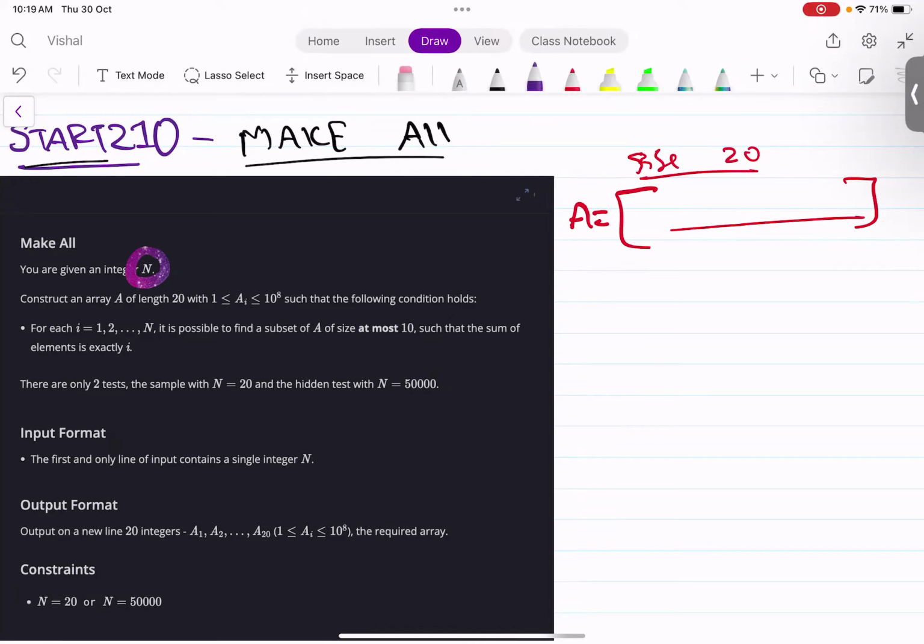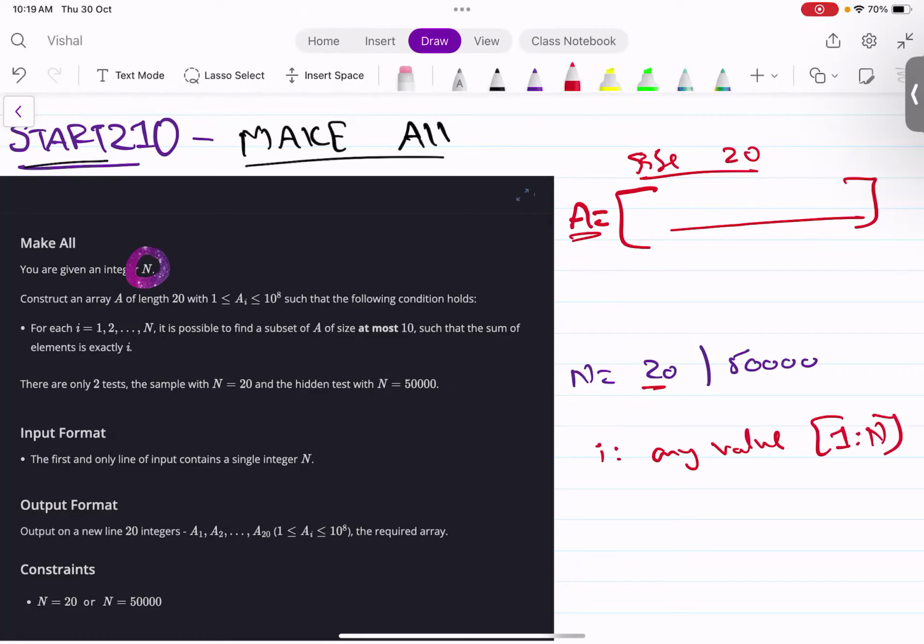Let's take an example. The input that is given to you, n, can be either 20 or 50,000, some value. You have to find your answer array A such that for whatever values are there in the range 1 to n, let's call it I. What is I? Any value in the range of 1 to n. If n is 20, I can be any value between 1 to 20. Let's say 16.